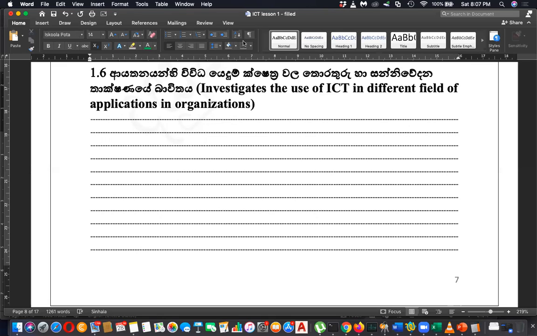Banking, financing, e-commerce. So this is an open question. You can write anything. If you write transportation, that is correct. If you write sports, that is correct. Entertainment, yes, watching movies, listening to songs, games. Agriculture, education, banking, finance, correct.